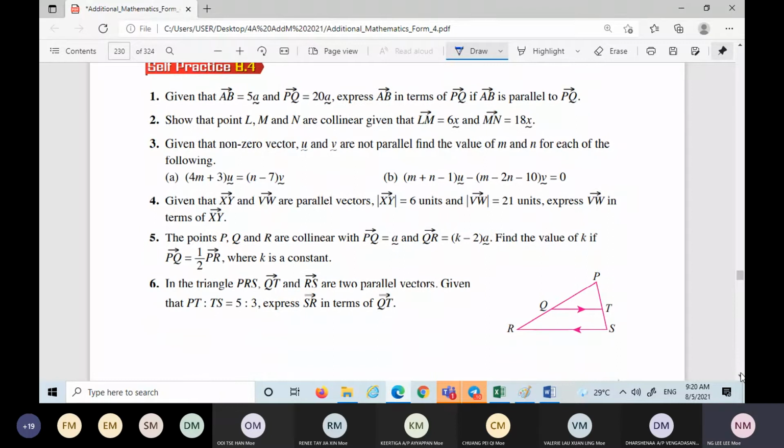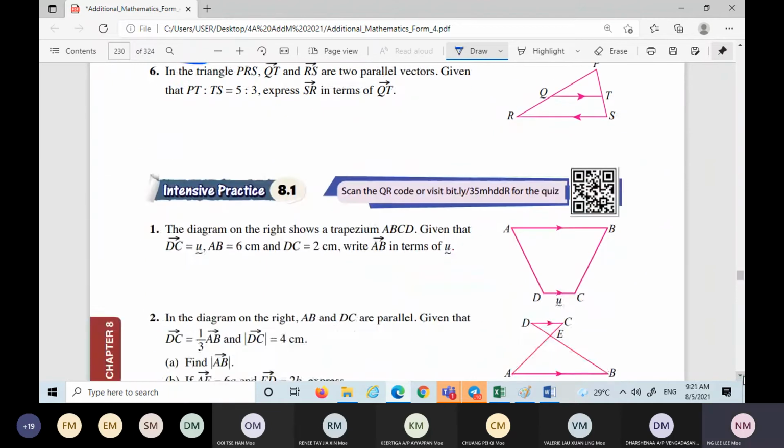Okay, for this one, I want you to change the questions for this part. Change PQ is equal to half QR, not PR, it's QR. Only you can get the answer at the back. So this is today's homework, and also this one. So it means one whole page. 5 questions, 6 questions, altogether 11 questions.